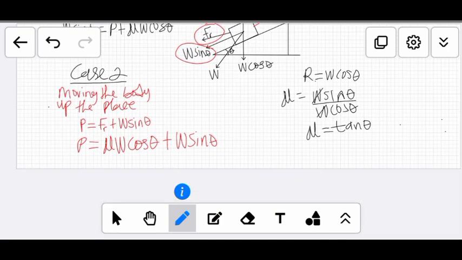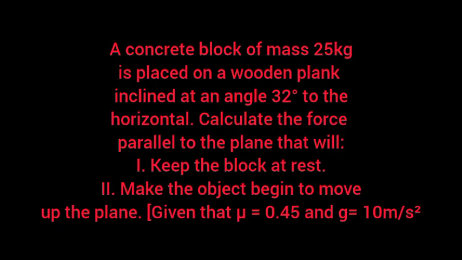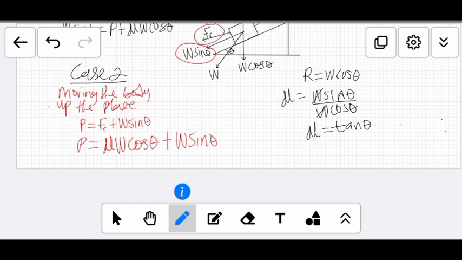I'm going to put a question here so that we can all get it. We have a concrete block of mass 25 kg placed on a wooden plank inclined at an angle of 32 degrees to the horizontal. Calculate the force parallel to the plane that, 1, keeps the block at rest, then 2, makes the object begin to move up, provided we are given the coefficient of friction as 0.45 and acceleration due to gravity is 10 meters per second squared. So let's take the question again.